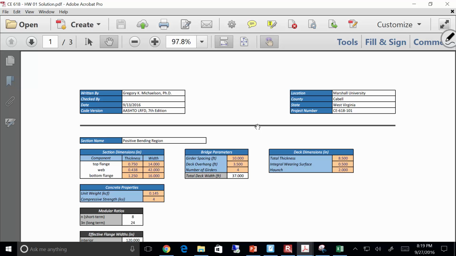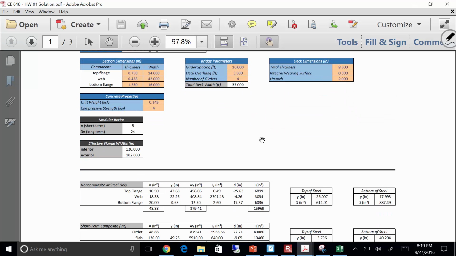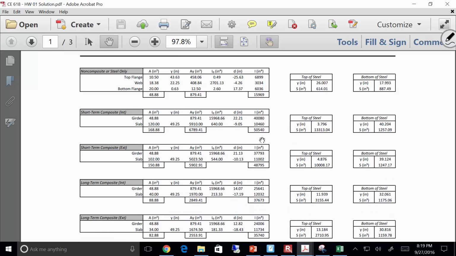Okay, all right. So remember, I've got non-composite properties. I've got short-term interior and exterior, long-term interior and exterior, okay? I'm not going to look at the interior properties at all, right? So far, so good? All right. What I am interested in are these section moduli. Now, help me out, just by and large. Do we have larger section moduli for the top of the section or the bottom?